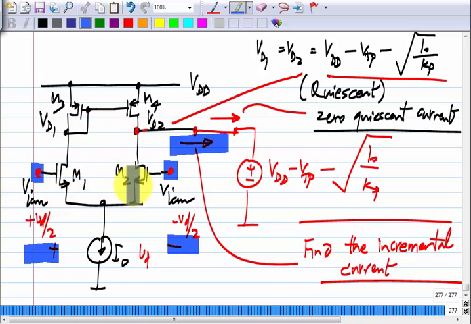Now remember, what is the current flowing in each of these branches? I naught by 2. So M1 and M2 will have identical small signal parameters, right? They have the same operating point, they are matched, and call the GM of that just GM1. Similarly, M3 and M4 will have the same GMs, so denote them both by GM3. Please evaluate the small signal current flowing into the short circuit.